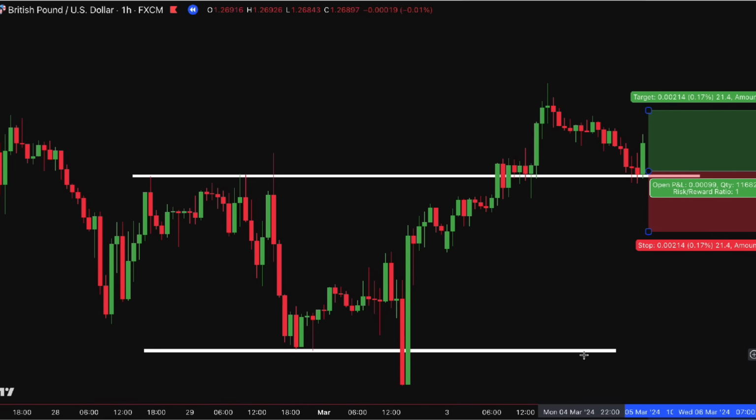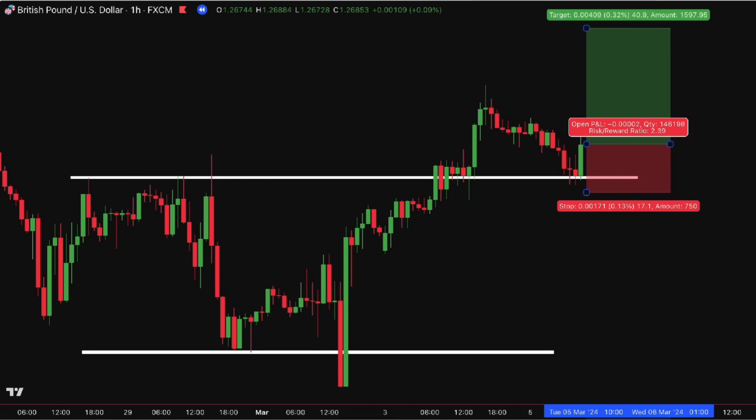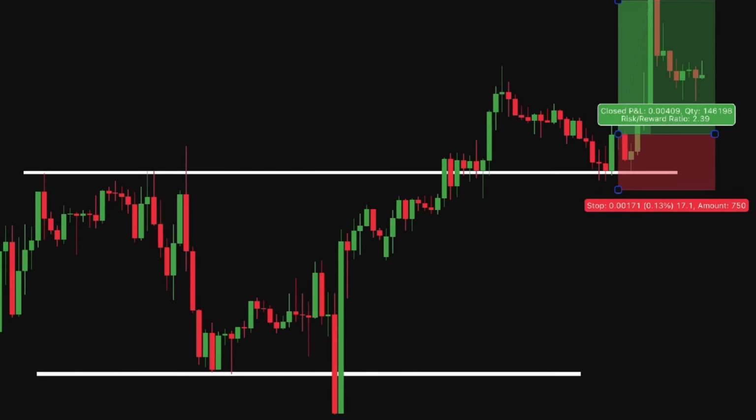Entry at the close of the bullish rejection candle after the pullback. Stop loss just below the support zone, former resistance. Target, aim for the next significant resistance above the range. You're not chasing momentum, you're joining the trend after smart money confirms the breakout with a clean retest. That's how you trade the breakout pullback strategy like a pro.